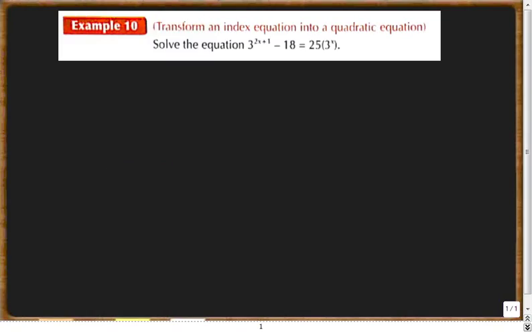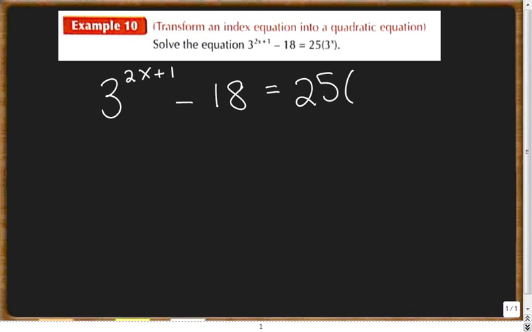Okay, so example 10 asks us to solve the equation 3 to the 2x plus 1 minus 18 equals 25 times 3 to the x. This type of equation is going to cause some problems for us because we have 3 different terms now, not just 2. What this really means is that we can't make this into a multiplication. It's very difficult to factor this and to make things easy on ourselves.